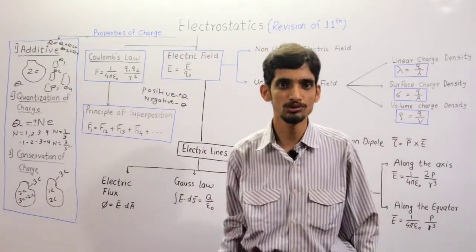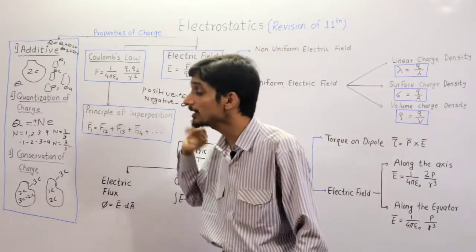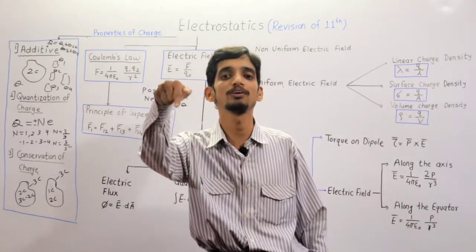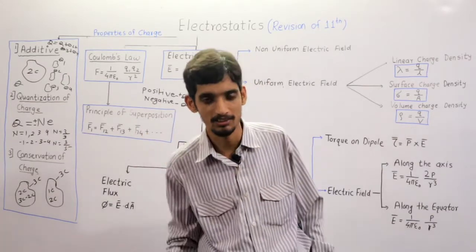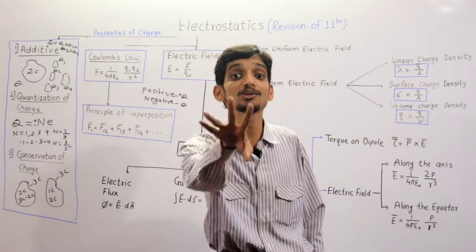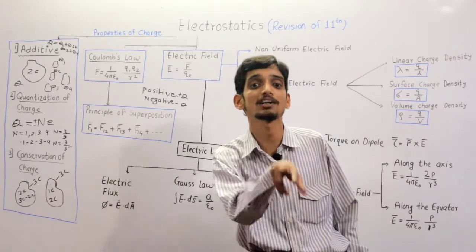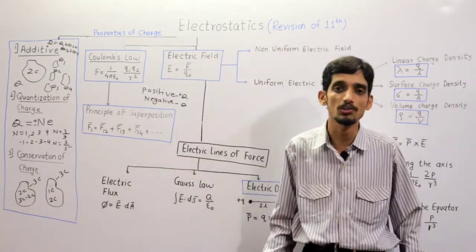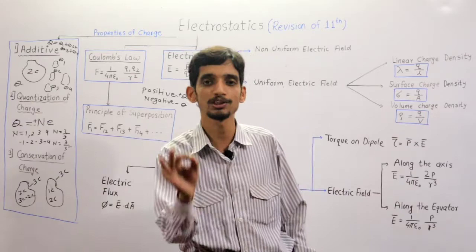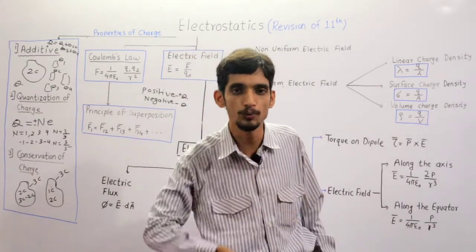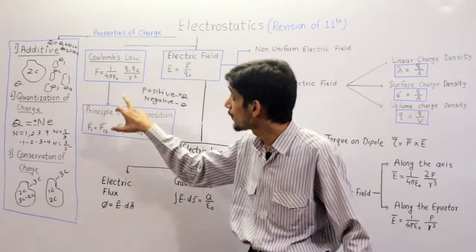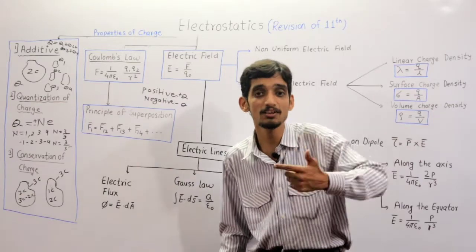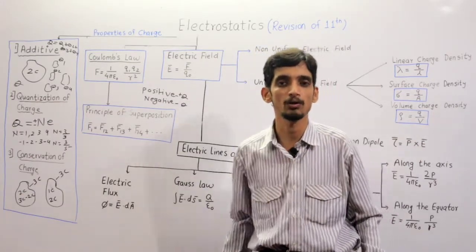What is the magnitude of that force? The magnitude of that force is given by Coulomb's law. What does it tell? It tells that the force of attraction or repulsion between two point charges separated by the distance r is directly proportional to the product of the magnitudes of the two charges and inversely proportional to the square of the distance between the two charges. It means F is proportional to Q1 Q2, and F is proportional to 1 upon r square. Clear? So that 1 upon r square is called the inverse square law. Whenever r square is related with inverse, it is called the inverse square law.